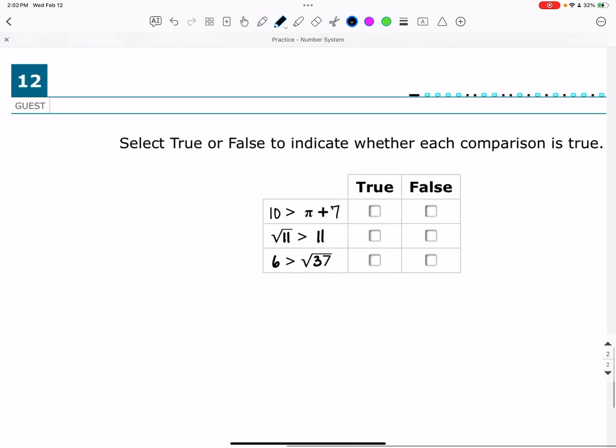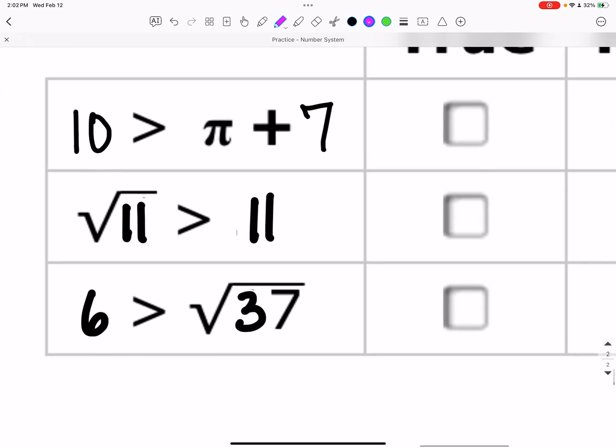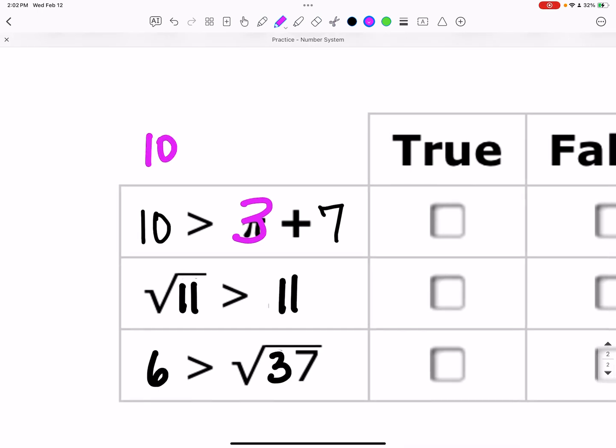Number 12. All right. Are these true or not? Okay, let's see. If I don't get to use a calculator, I got to dumb this down. Pi is about 3. So 3 plus 7 is 10. Is 10 greater than 10?